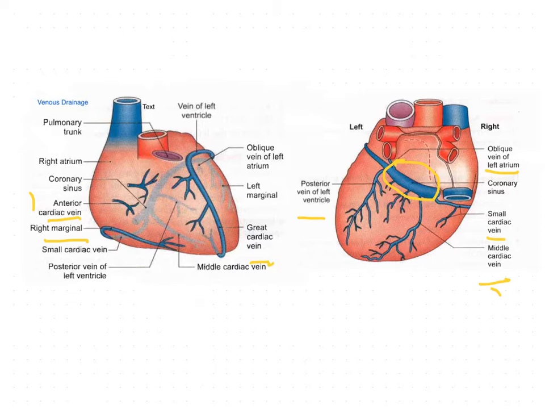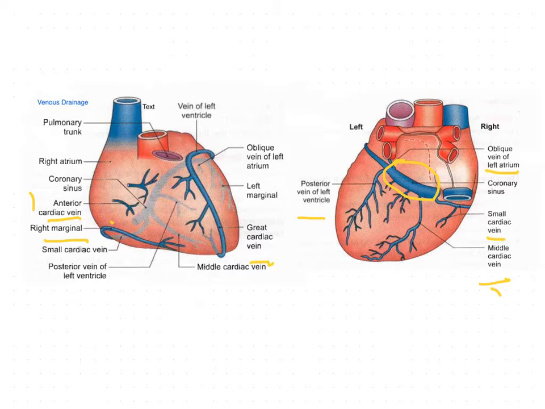Okay, these are the 8 tributaries, and out of these 8, 6 tributaries open into the coronary sinus. The right marginal vein is an exception. It may directly open into the right atrium, or it may open into the coronary sinus through the small cardiac vein. So this is one difference in the opening of the right marginal vein.